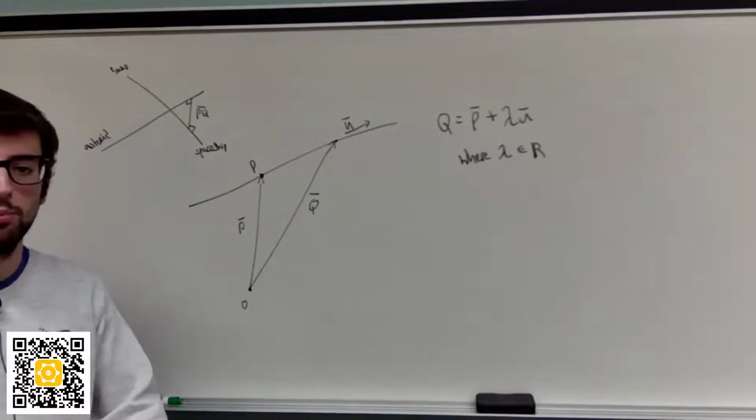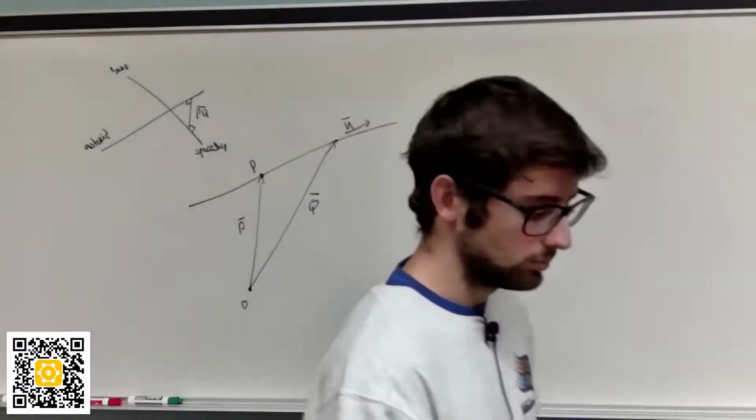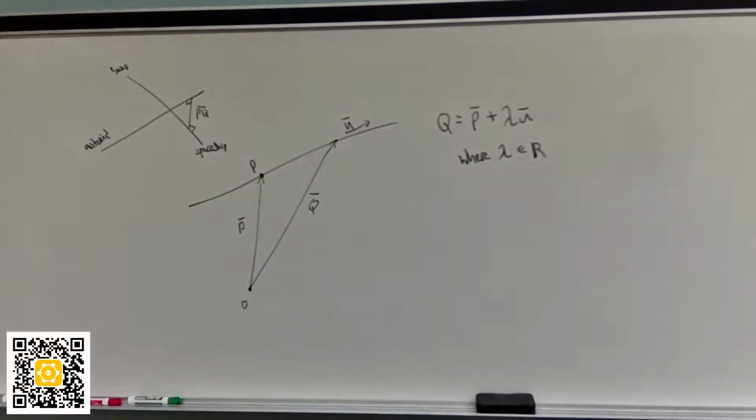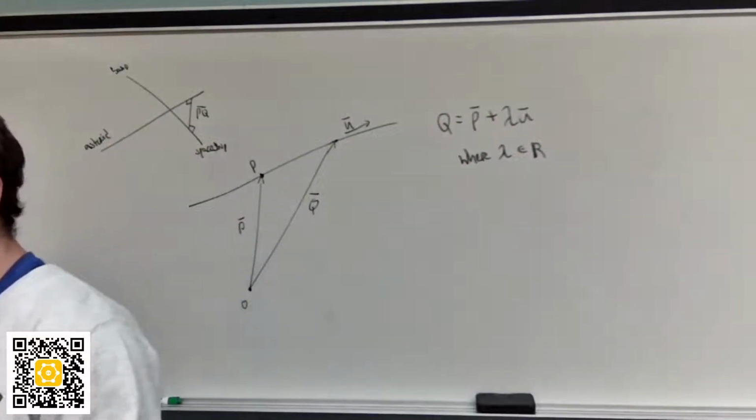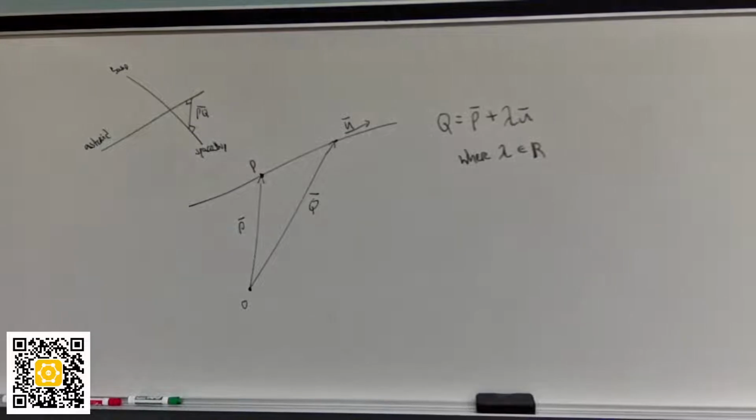Now that we know that property holds, we know what route we can go. And then the magnitude of that PQ vector is the distance, which is a scalar quantity. It's scalar, so it doesn't have direction.